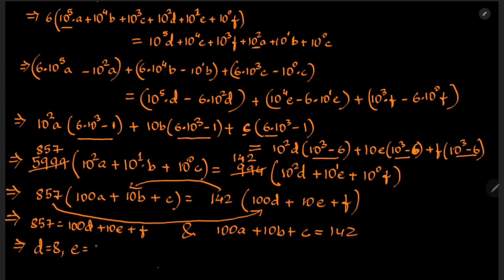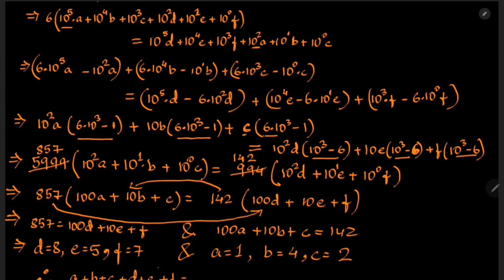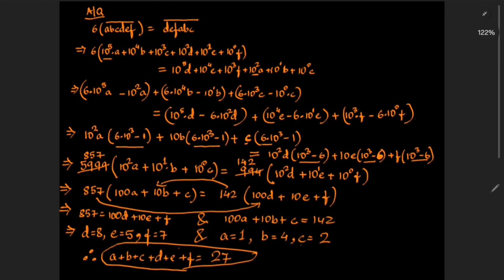So from these we can compare the variables, that d would be 8, e would be 5, f would be 7, and also a would be 1, b would be 4, and c would be 2. And after this we can easily find the solution that a plus b plus c plus d plus e plus f would be 27. We can add these 8 plus 5 plus 7 plus 1 plus 4 plus 2, and we'll get 27 as the answer. And finally this question is solved.